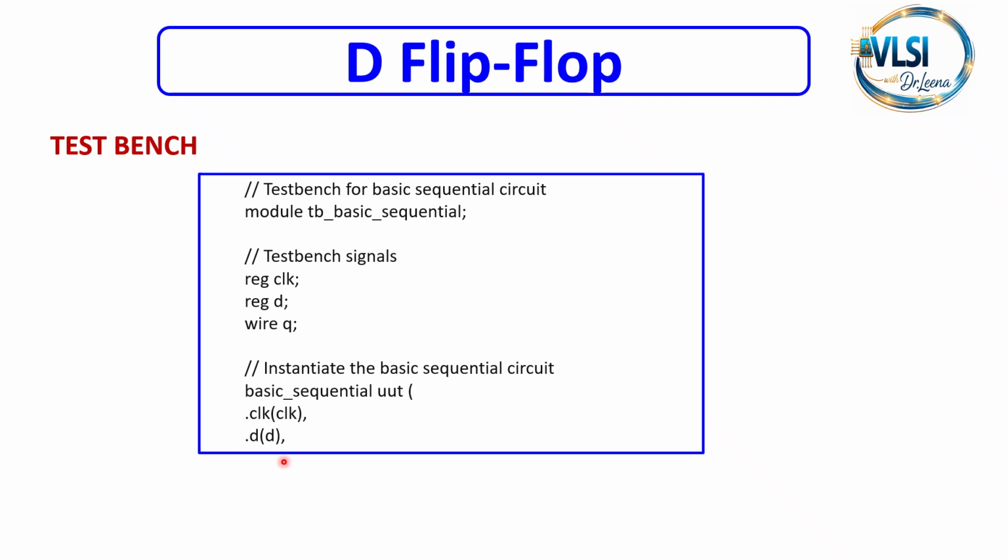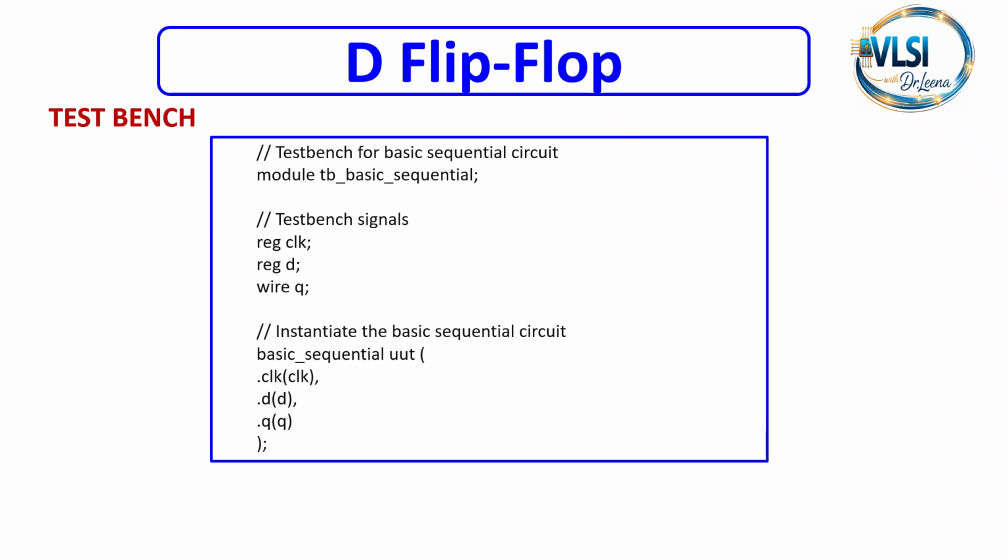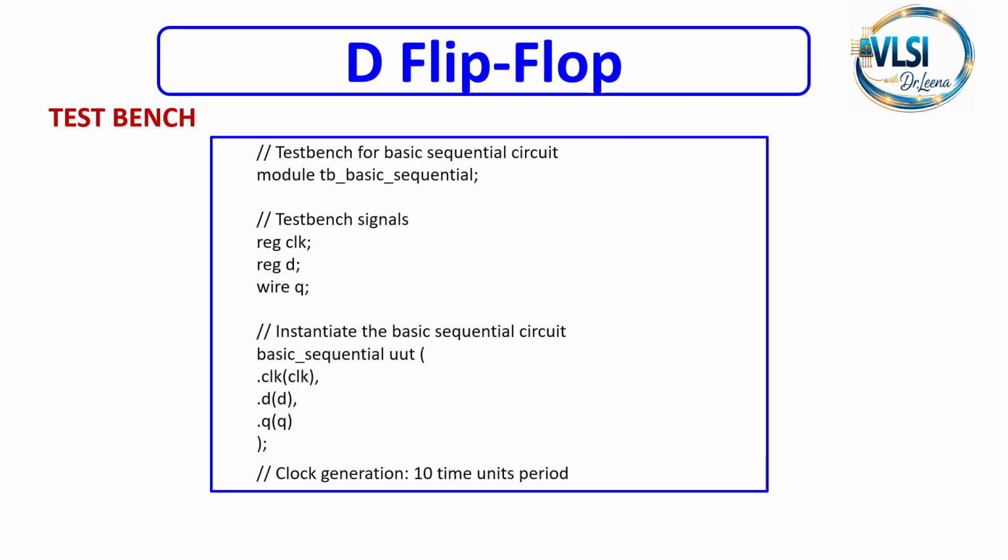In the same way, we are connecting the input D of the test bench to the module D, and then the test bench output is connected to the module output. After instantiating, we are closing the bracket, and after completing the inputs-outputs assignment and instantiation, we are going for clock generation. Usually we give the test cases, but here, before giving the test cases, we are giving clock generation.